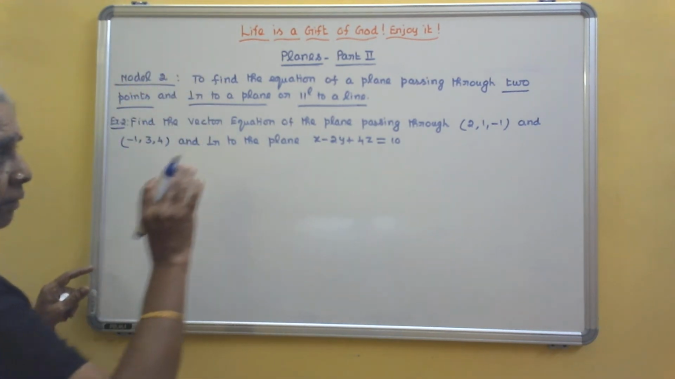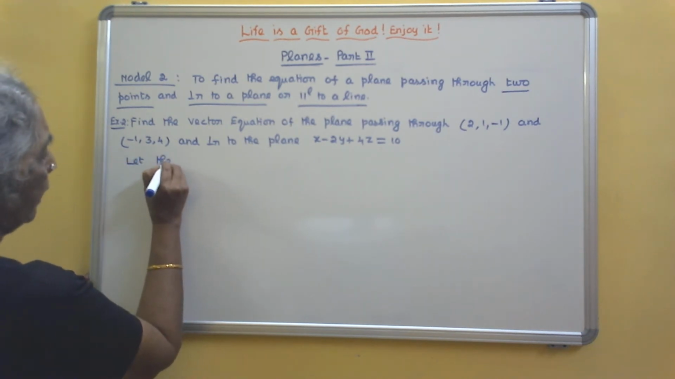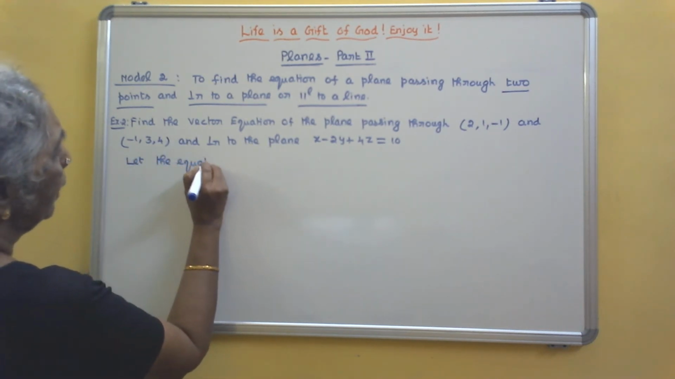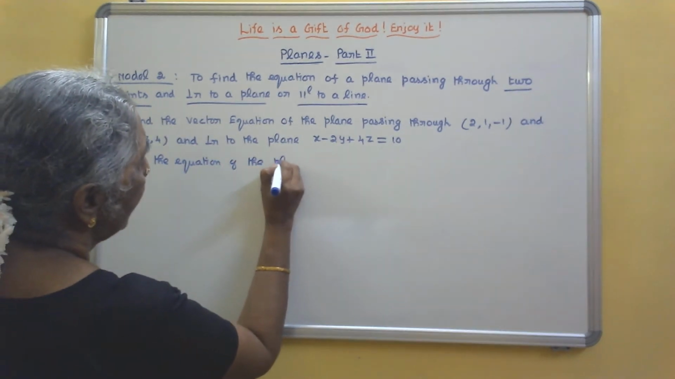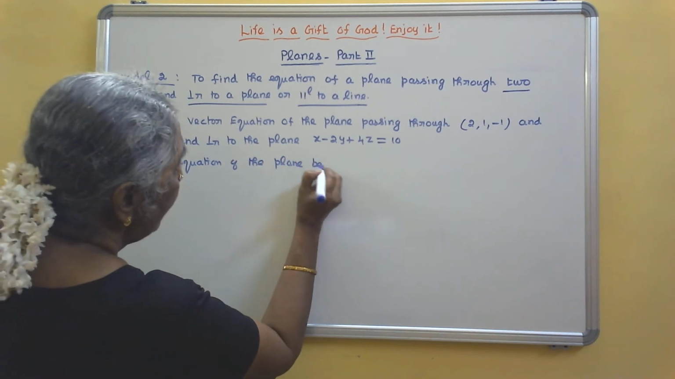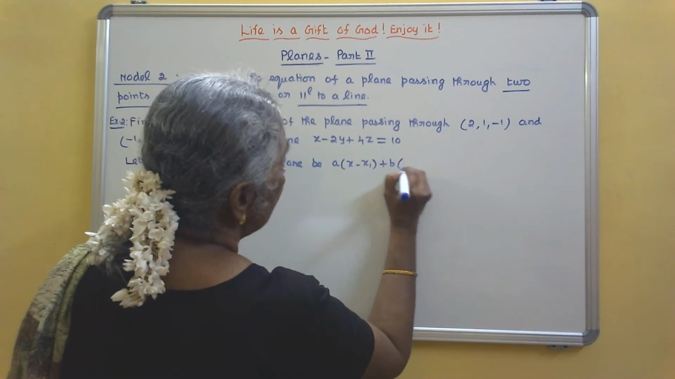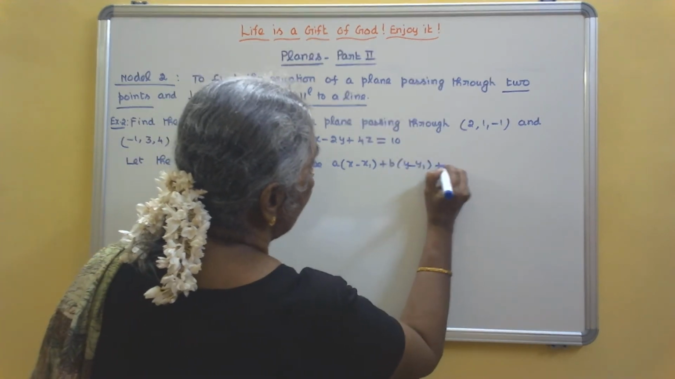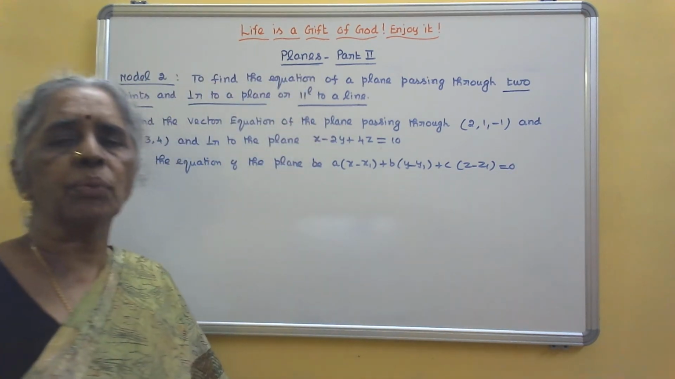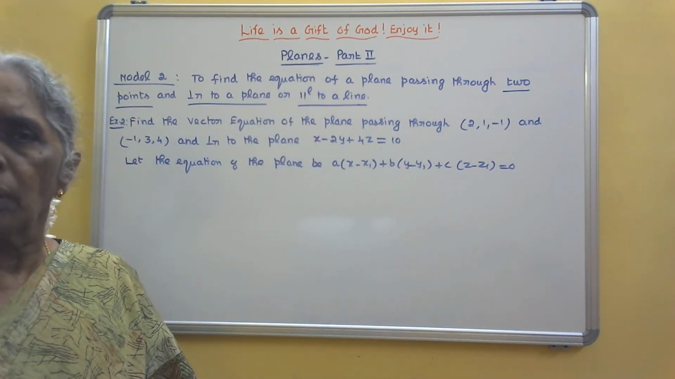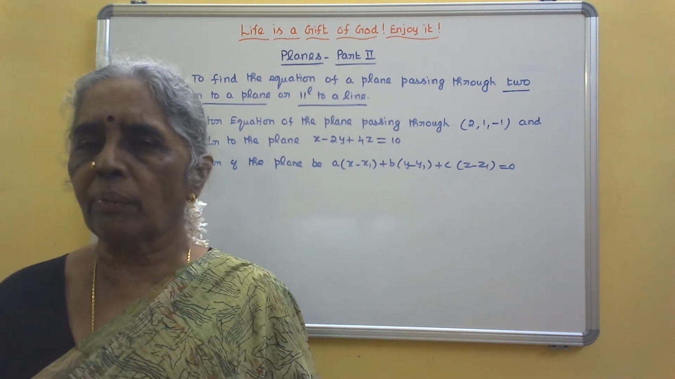Now, as we assumed in the last sum, let the equation of the plane be a into x minus x1 plus b into y minus y1 plus c into z minus z1 is equal to 0. Then what did we do? The first point we have to substitute in the place of x1, y1, z1.